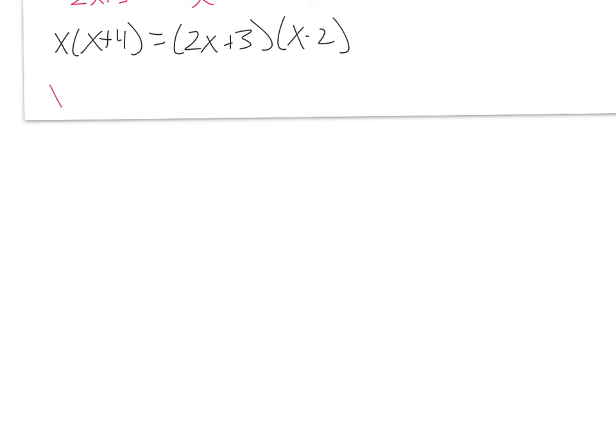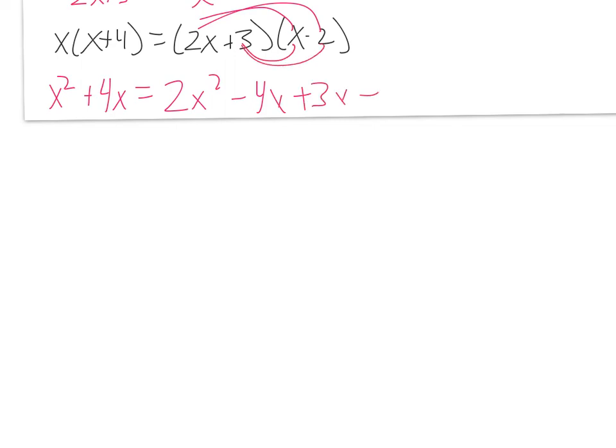I again have x squared plus 4x. Here you have to FOIL. My first: 2x squared, outside: negative 4x, inside: plus 3x, and last: minus 6. The one thing I notice is that I'm going to move over this x squared, and I'm also going to subtract this 4x, and I don't have anything with that 6, minus 4x, because I want to set this equal to 0.